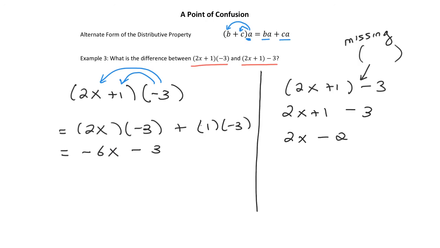So the point of this is there's two different ways to use the distributive property, but you have to make sure to use it when you are in fact multiplying. So for this expression, the extra parentheses meant we were definitely multiplying. Here, this just means subtraction because there are no parentheses.